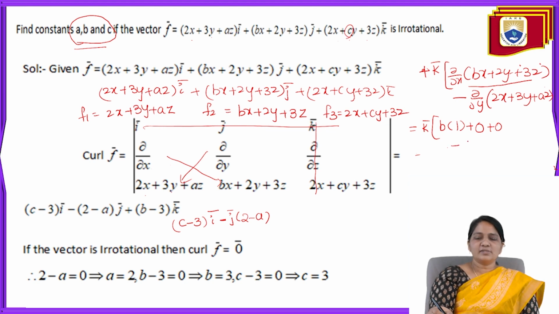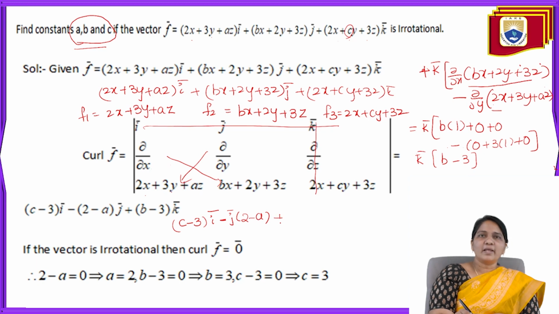Now minus ∂/∂y of 2x plus 3y plus az. Here 2 and x both are constant, so this term is 0. Next, plus 3 into ∂/∂y of y, so that value is 1. Plus a and z both are constant here, so that term is 0. So finally this is k bar into (b minus 3).